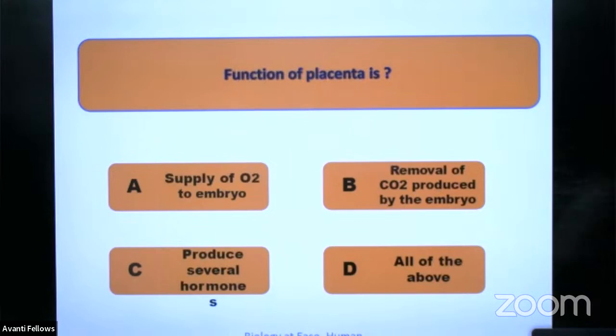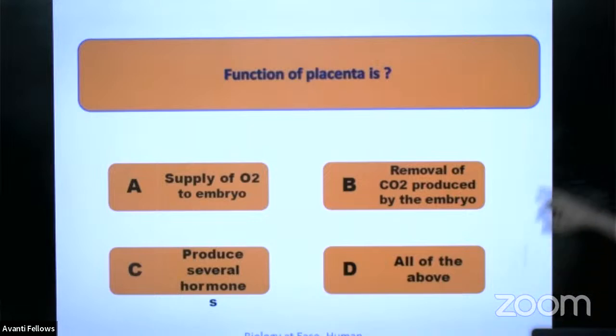Then come to question number 30. The function of placenta. Of course, it supplies oxygen, no doubt, to the embryo, and also removes the carbon dioxide produced by the embryo, and it produces several hormones. We discussed many hormones produced by the placenta. So the correct answer for question number 30 is option D, that is all of the above. It is for all the purposes.